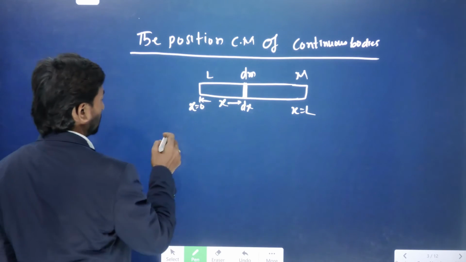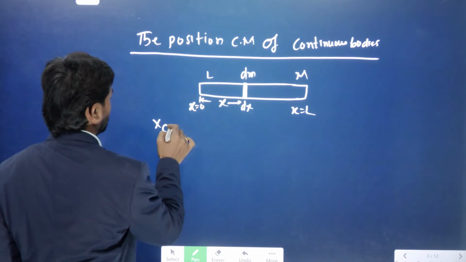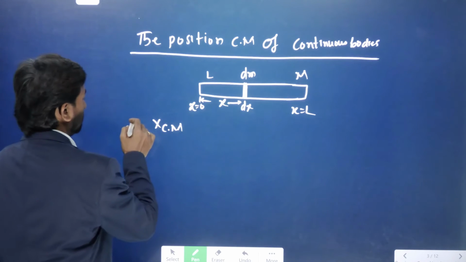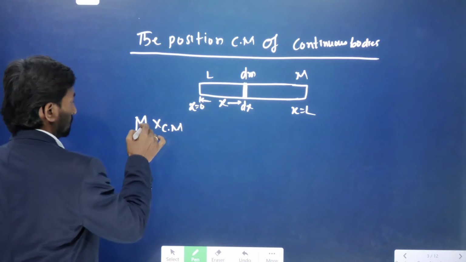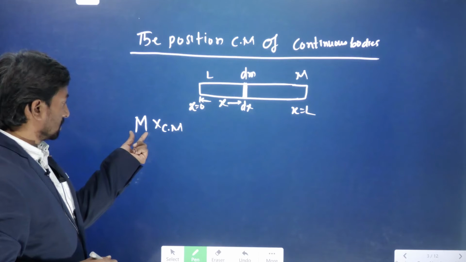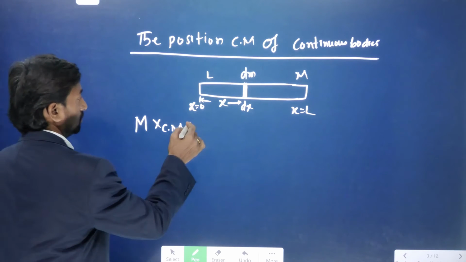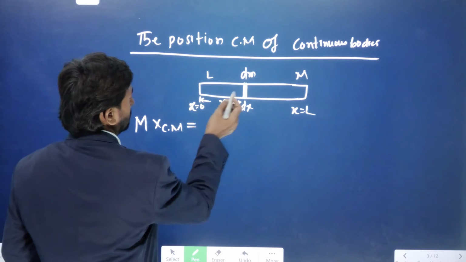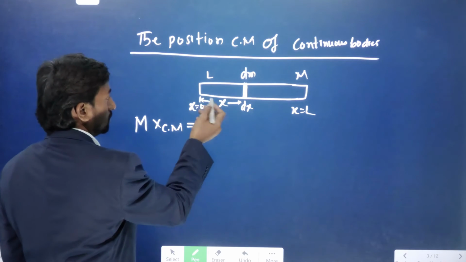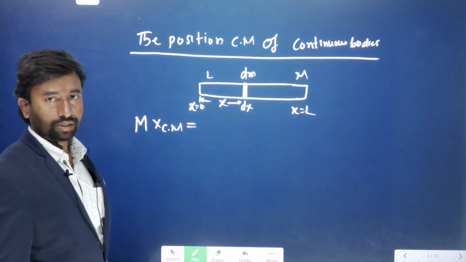We can write x_cm into the whole mass of the body, capital M. The moment of the center of mass can be written as capital M into the distance of the center of mass. That is equal to, this is the dx part, it is at x0, and it may be at x1, x2, x3, and so on up to the L distance.